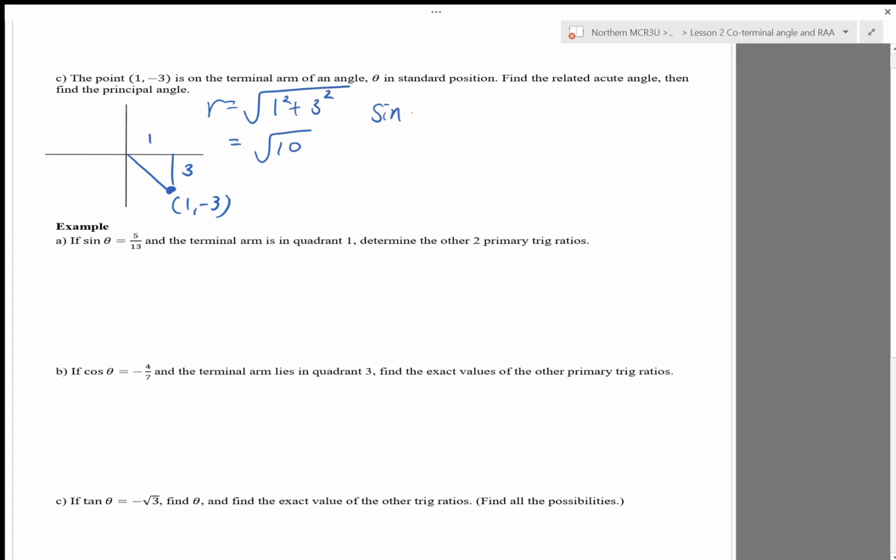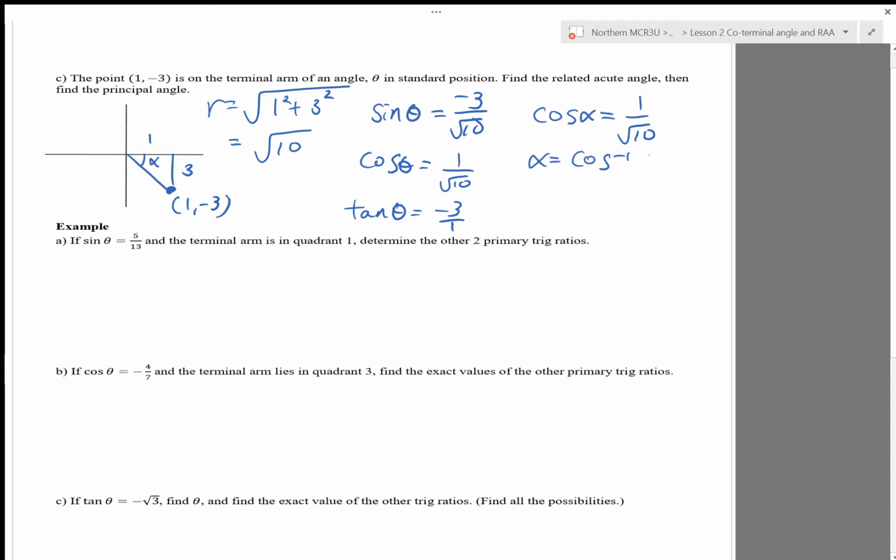Now sine theta is negative 3 over square root of 10. And cos theta is 1 over square root of 10. And then tangent theta is negative 3 over 1. As you know, we have to use the positive angle ratio. So we know that the reference angle, or the related acute angle, is alpha, and cosine alpha is the same as cosine theta, which is 1 over square root of 10. Therefore, alpha is the inverse cosine of 1 over square root of 10.